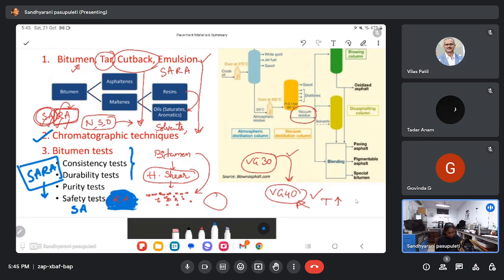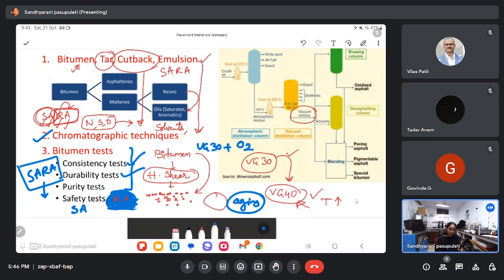In addition to that, if we want to further understand the bitumen, we have consistency tests like penetration, softening point, viscosity, and ductility, and the durability test. Durability means how far this bitumen is able to serve the field conditions. So this is especially with regard to the aging. When I say aged, that means I have the bitumen. If this bitumen is exposed to oxygen, it will react with oxygen.